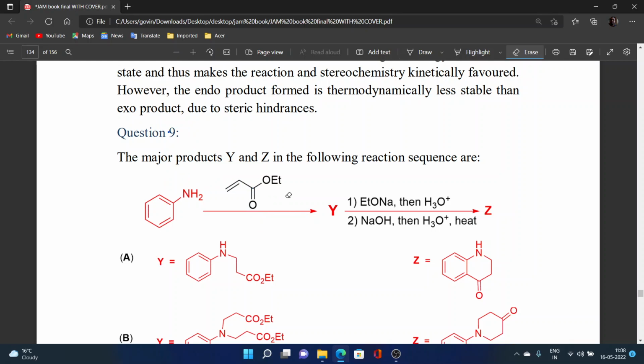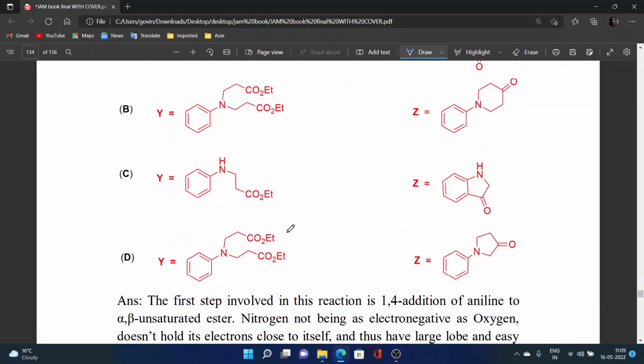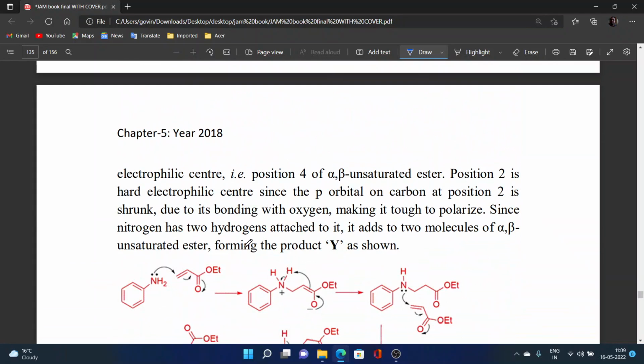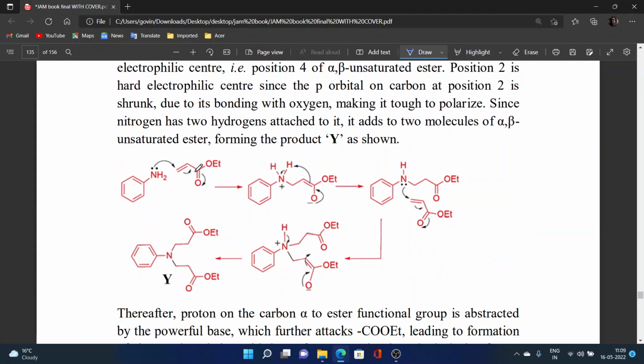So let us see the first step, and then we'll go to the second step, where we treat it with base followed by acid. Okay, let's see. So the first step is this nitrogen goes and attacks here, this comes up, this goes back, takes away this proton. The nitrogen has another electron pair, this goes and attacks another molecule of alpha beta unsaturated ester, and you are getting this kind of product.